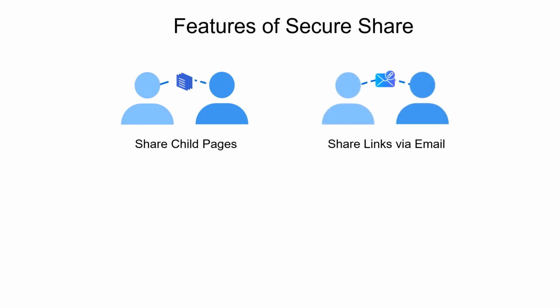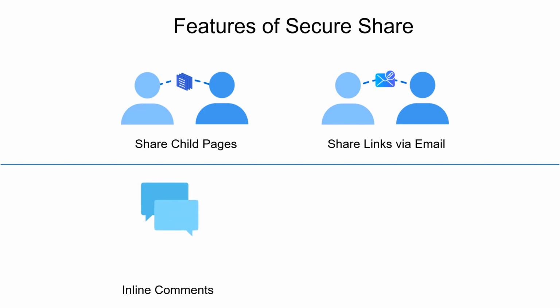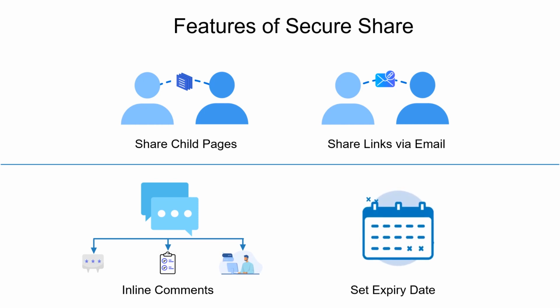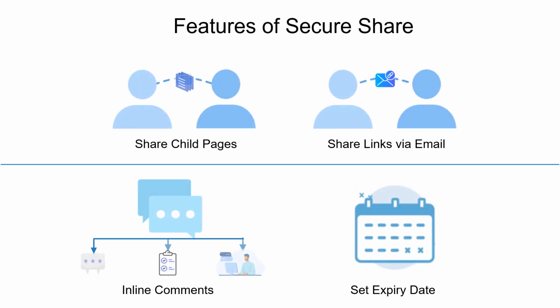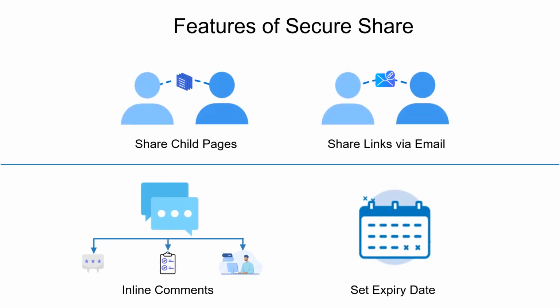You can also share the link via email for instant access. Oh, and here's something cool. You can allow inline comments on your shared pages. This means your users can provide feedback, suggestions, or even engage in lively discussions right within the Confluence space. You have the power to set an expiry date for your shared links. And these are just a few of the many amazing features that the Mini Orange plugin brings to the table.